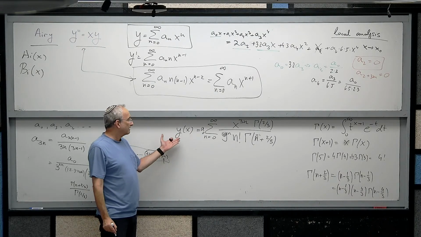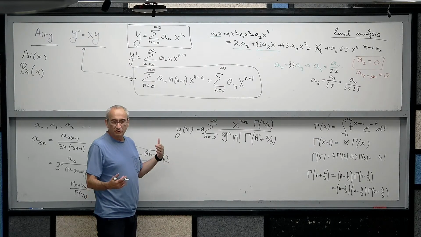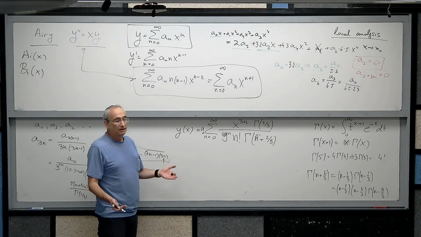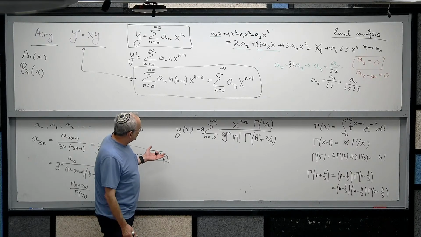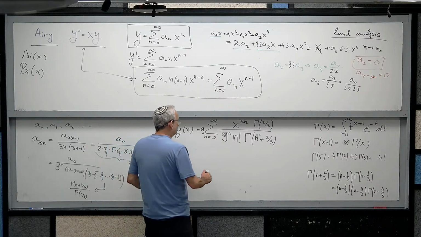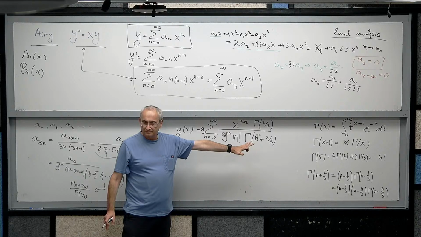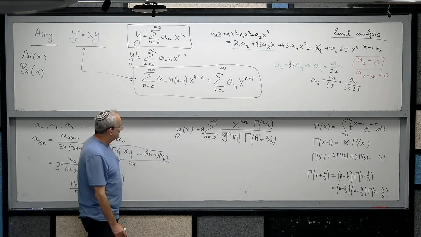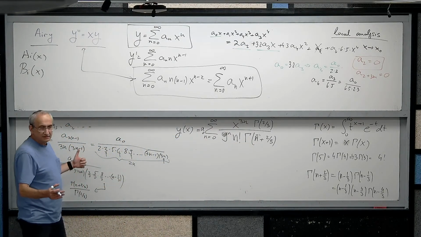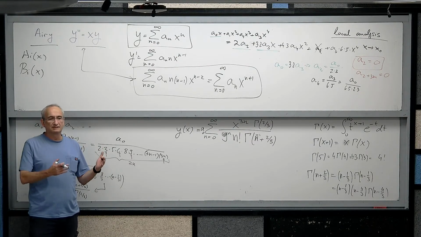This is a solution for the Airy equation. There are two solutions, okay, and I will write you. Let's focus on this solution for the moment. Question. This is an infinite series. For what values of x does this infinite series converge?